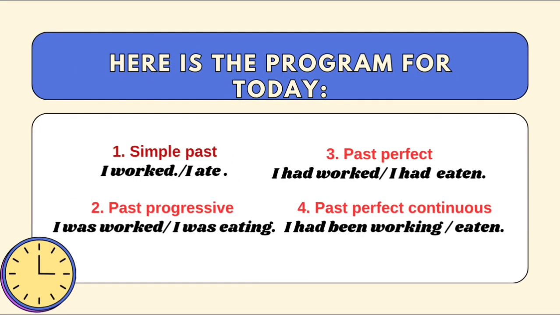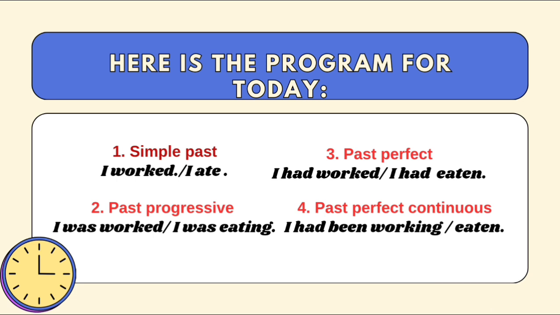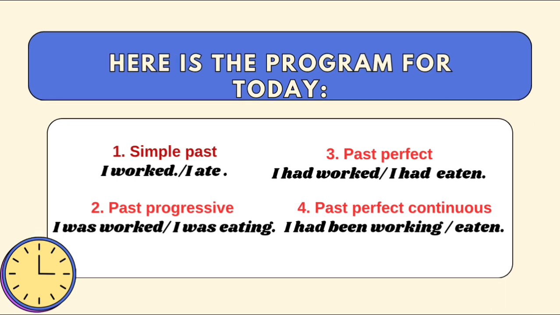We're going to start with the simple past with regular verbs and irregular verbs. Past progressive, the ing form. The past perfect with had and the past participle. And finally, the past perfect continuous, had been ing. I'm also going to explain all uses for each and every single verb tense, plus I've also included the diagrams, so if you are a visual person, it's going to help you a lot.